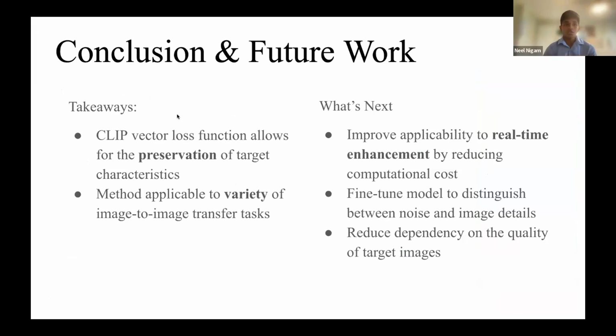So in conclusion, some of our takeaways are that we believe that the CLIP vector loss function allows for the preservation of target characteristics and that our method is applicable to a variety of image-to-image transfer tasks. For the future, we want to improve applicability to real-time enhancement by reducing computational cost. Additionally, we want to fine-tune our model to distinguish between noise and image details and reduce the dependency on the quality of target images.